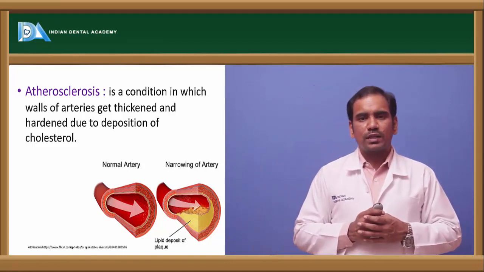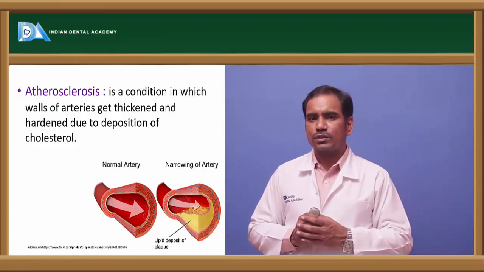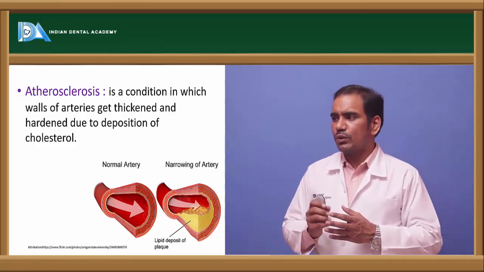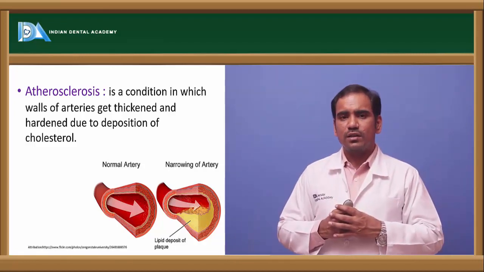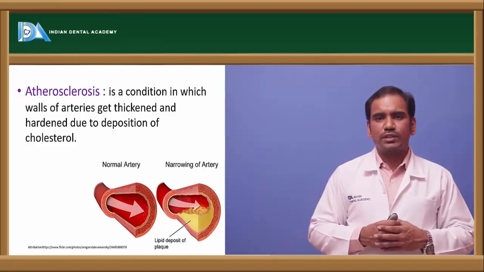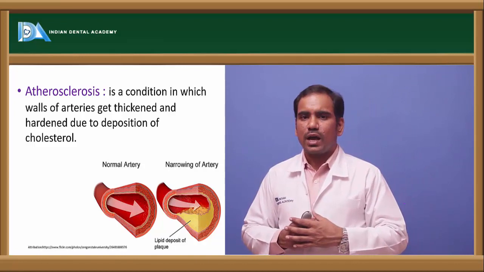So here you can see the normal artery, and whenever there is atherosclerosis, there is deposition of fat and cholesterol, and that narrows the arteries and obstructs the flow of blood. That is an important feature of atherosclerosis: it obstructs the flow of blood through the arteries.